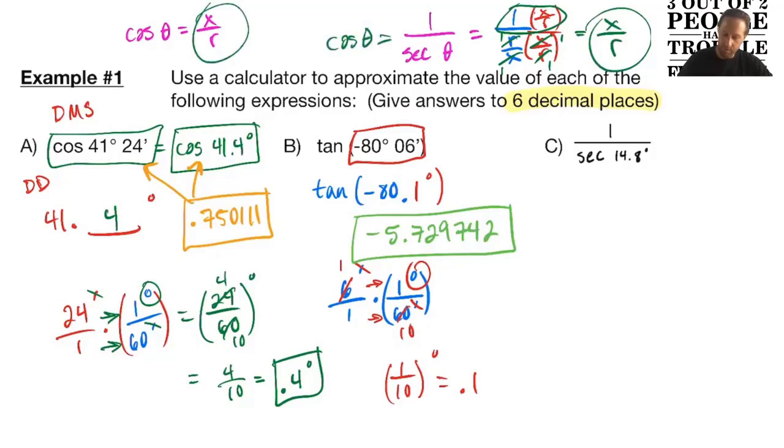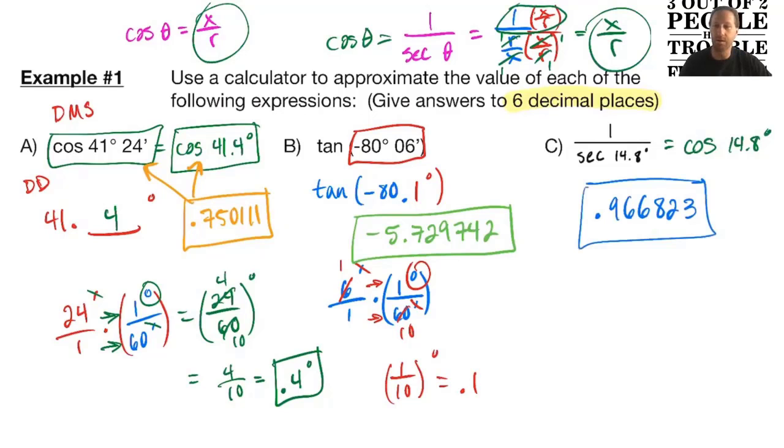So what we're going to do is we're just going to simply rewrite this as the cosine of 14.8 degrees. And now we can just evaluate that. So be careful when punching that in your calculator. You should get 0.966823. Remember, if it says to round to 6 decimal places, you're going to have to look at the 7th to see whether you should round up or down. Okay? And hopefully you understand rounding.